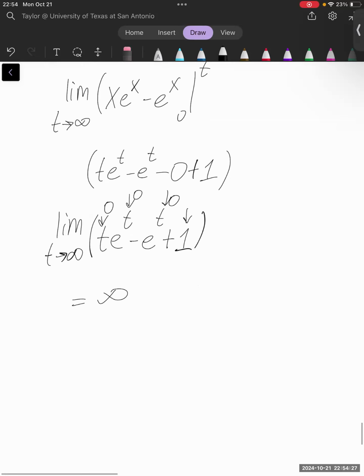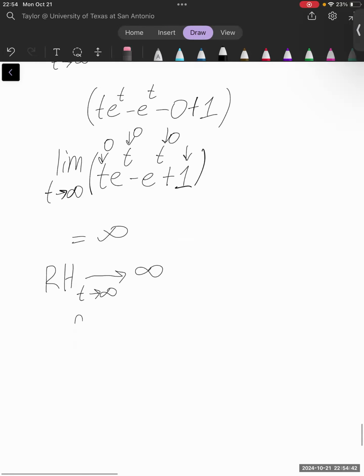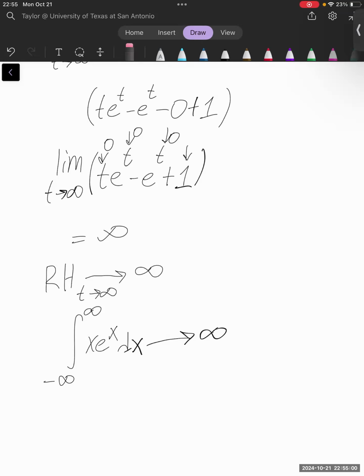And because the right-hand side diverges to infinity as t approaches infinity, I know that the original expression, the integral from negative infinity to infinity of x e to the x dx, diverges. We know that it diverges.